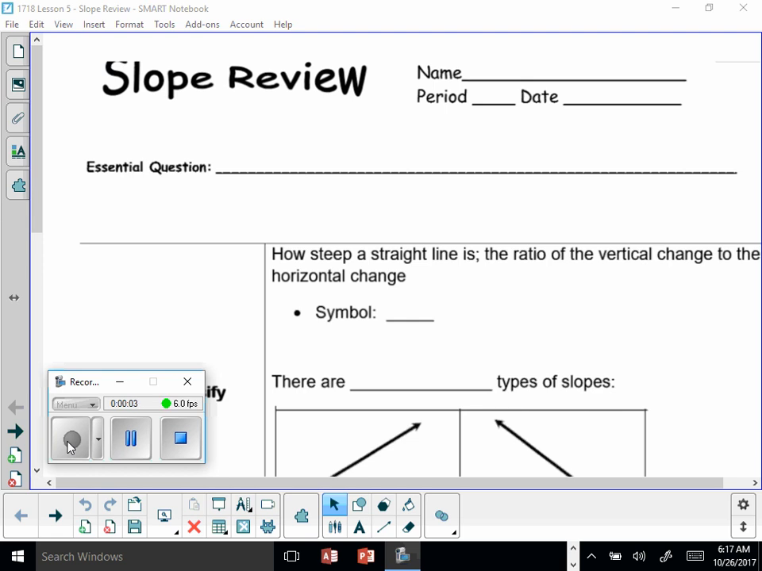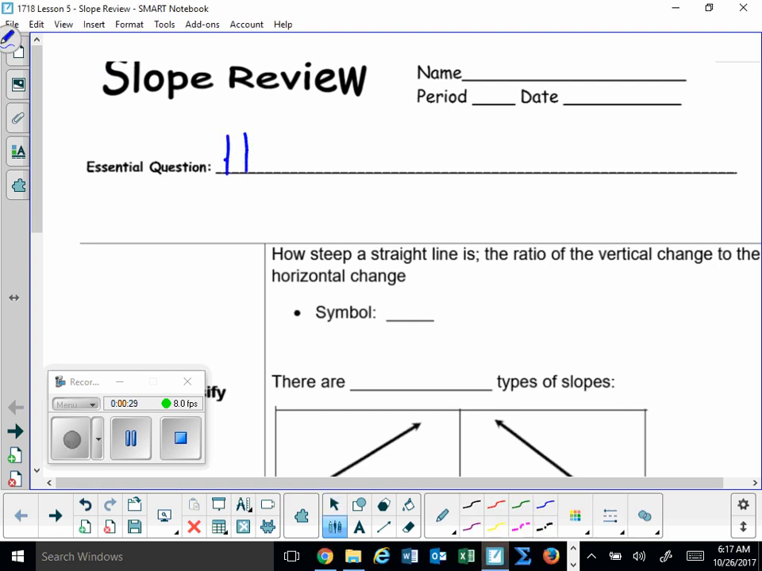As we continue to talk about parallel and perpendicular lines and the angle relationships formed by those lines, we need to backtrack a little bit and review some Algebra 1. In the next lesson, we're going to write equations of the lines to describe parallel and perpendicular lines the way we did in Algebra 1. Before we do that, however, we need to review slope. Our essential question is, how do I find the slope of a line?